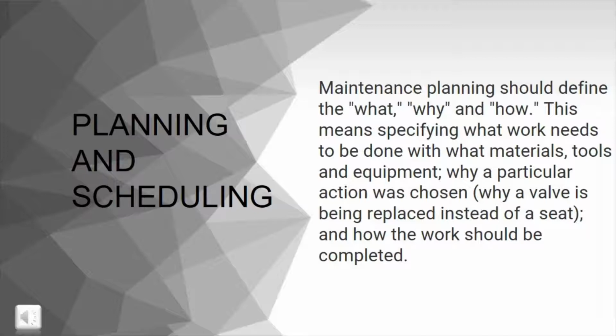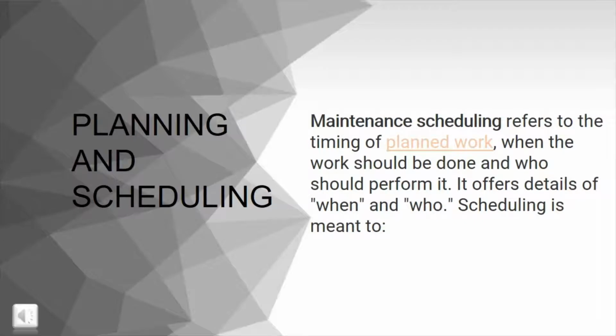Maintenance scheduling refers to the timing of planned work, when the work should be done and who should perform it. It offers details of when and who. Scheduling is meant to schedule the maximum amount of work with available resources, scheduling according to the highest priority work orders, scheduling the maximum number of preventive maintenance jobs when necessary, and minimizing the use of contract and outside resources by effectively using internal labor.